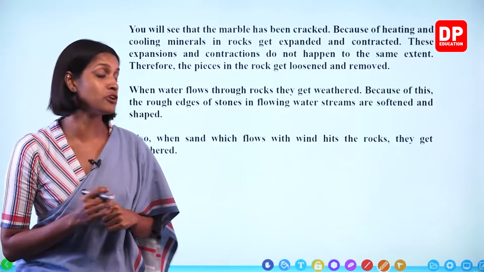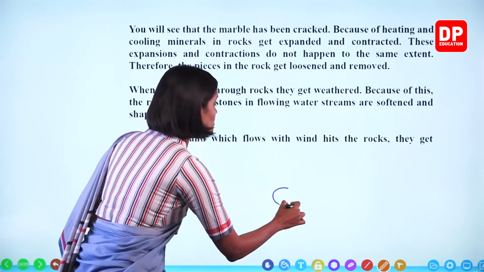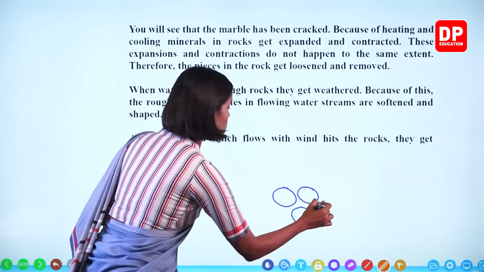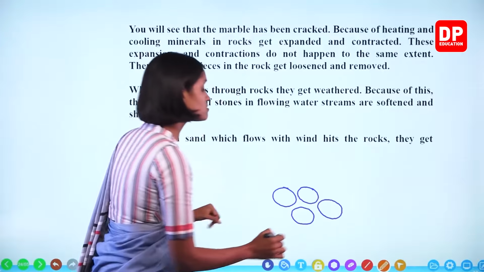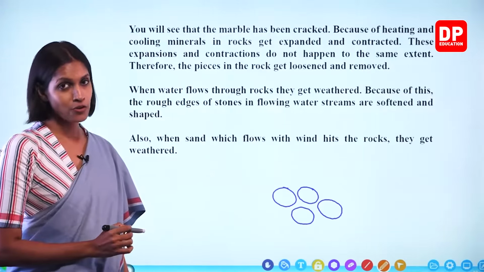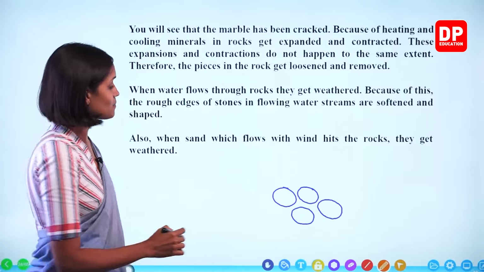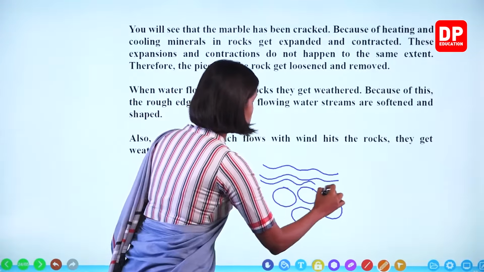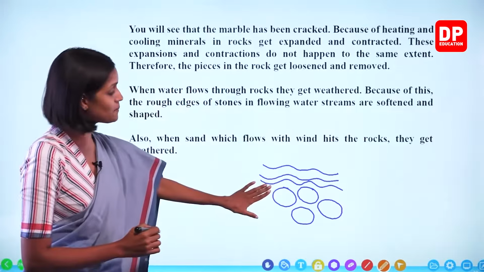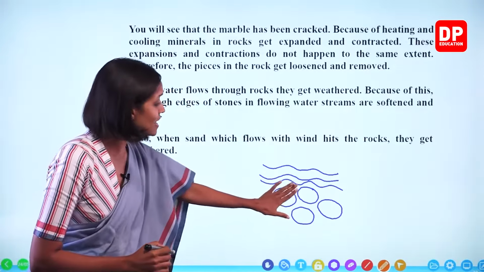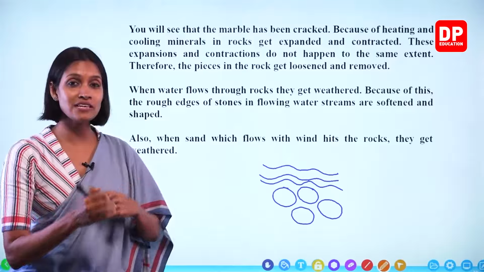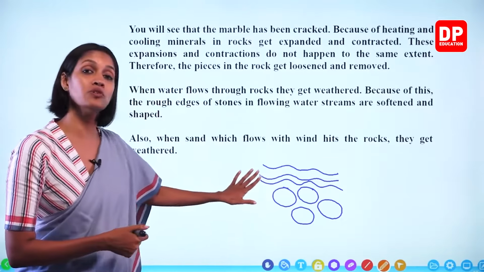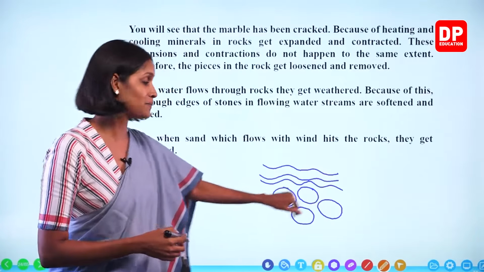If you observe carefully, river stones don't have rough edges. They are nicely shaped into round and the surface is also very smooth. Okay, children, why does this happen? When water flows over them, because of the speed of the water, what happens, children? These tiny rocks come into contact with each other. Right? When they come into contact with each other over a long period of time, what happens?